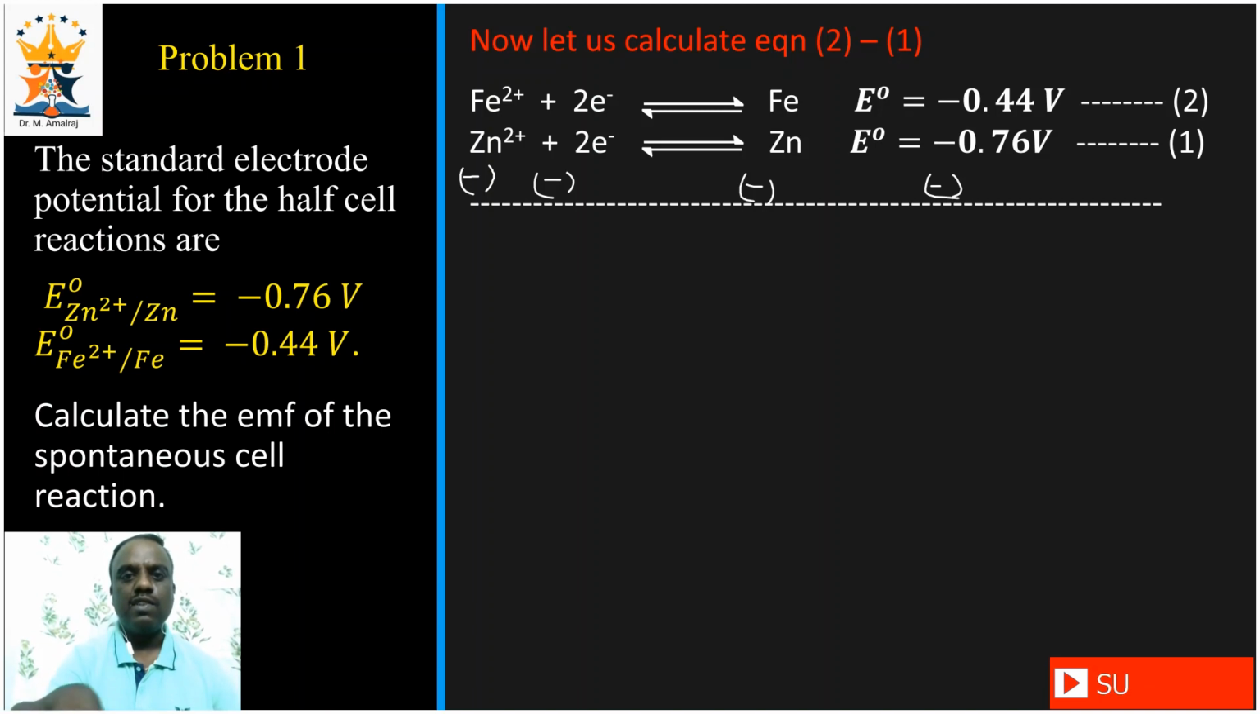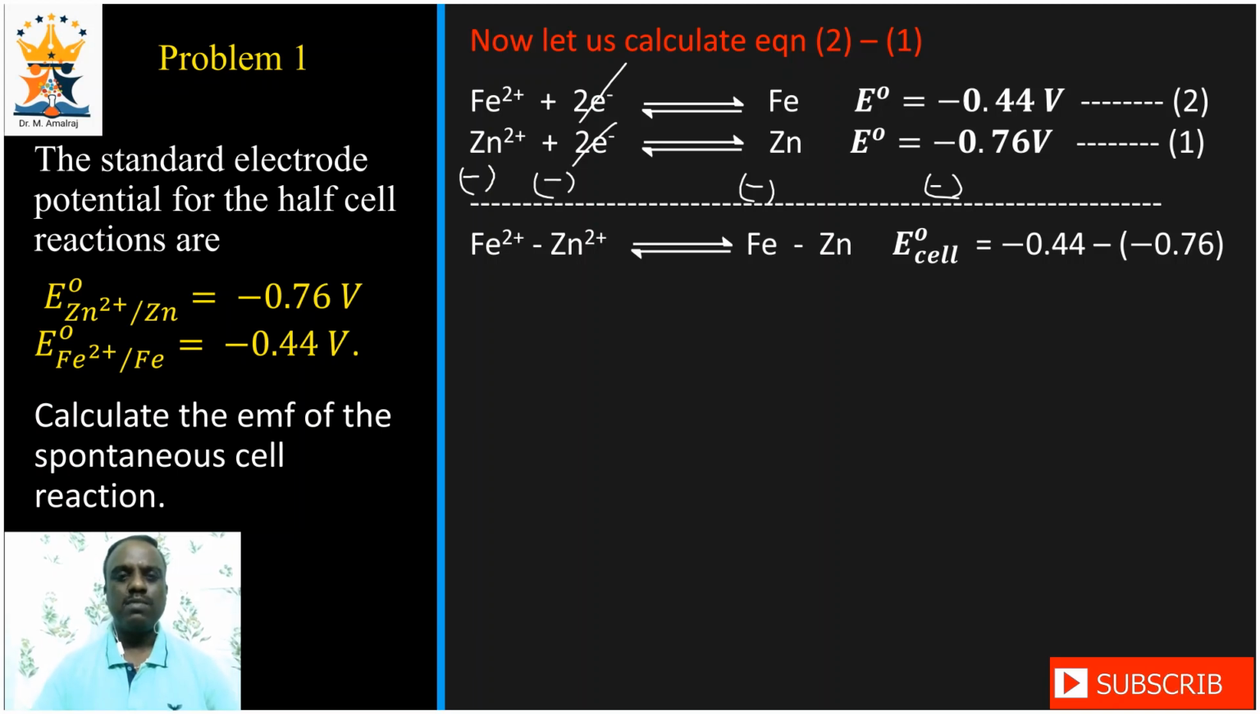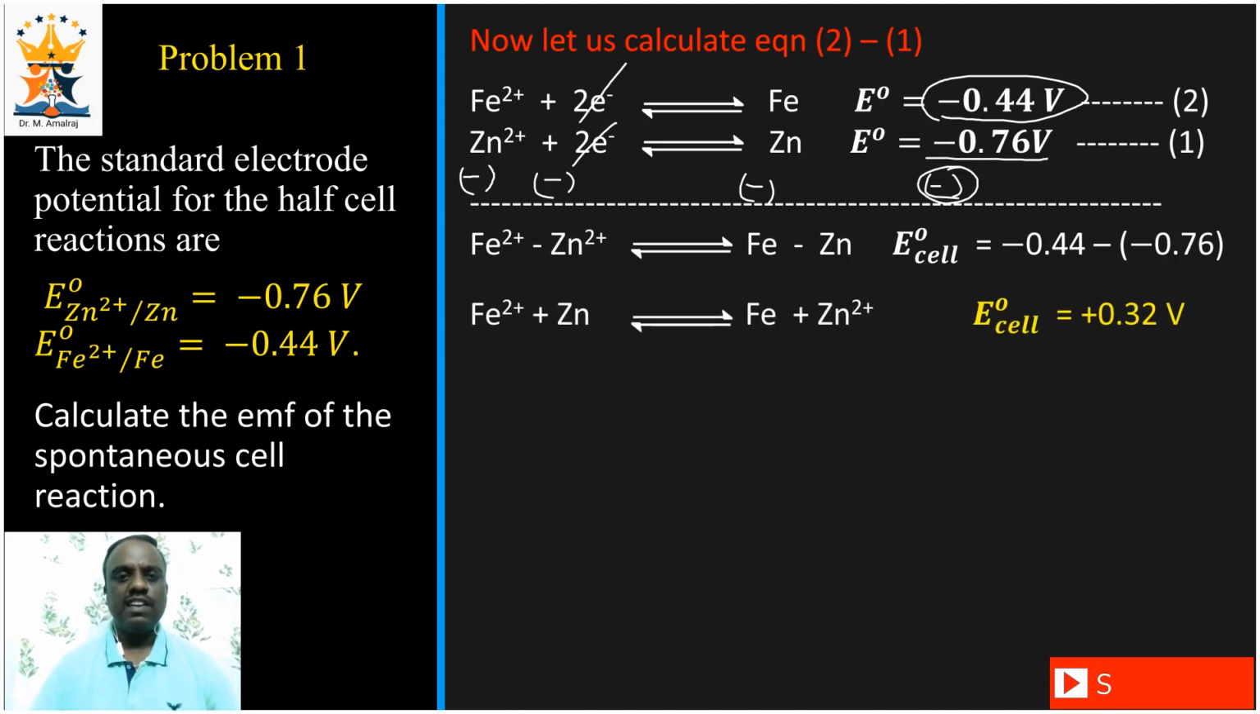and do the subtraction. While doing so, the two electrons cancel each other, and we will get this equation: Fe2+ minus Zn2+ gives Fe minus zinc, and the value, see that, minus 0.44 minus of minus 0.76 volt. Rearranging this, you will get the cell representation as well as the E0 cell, and look at the sign of E0 cell, it is coming as positive. Recall, delta G0 is equal to minus nFE0. If E0 is positive, delta G0 is negative, that represents the spontaneity. So this E0 value is nothing but the EMF of the spontaneous cell reaction.